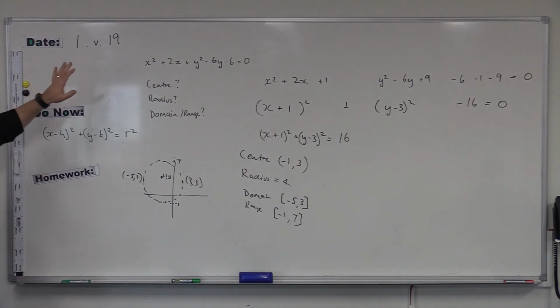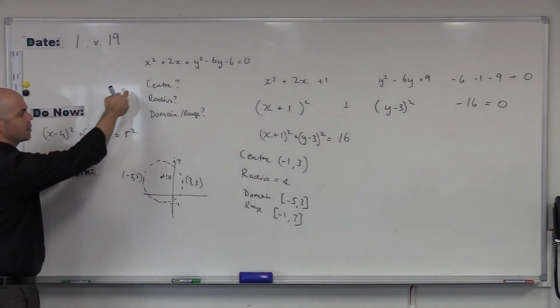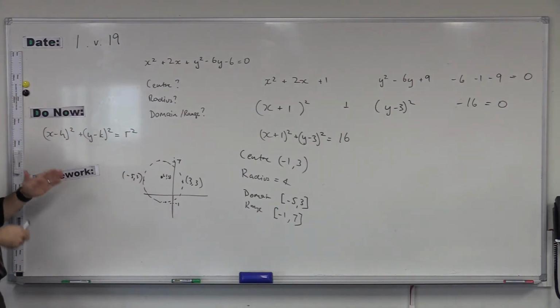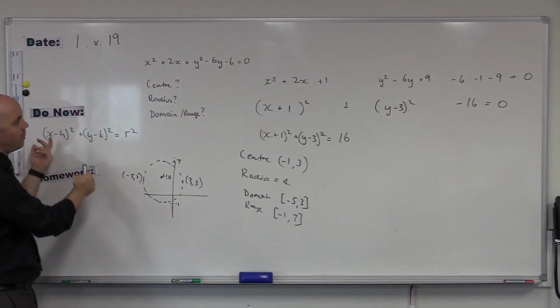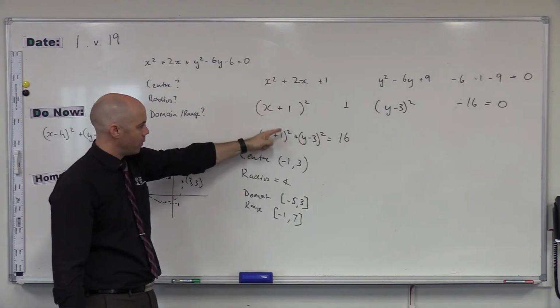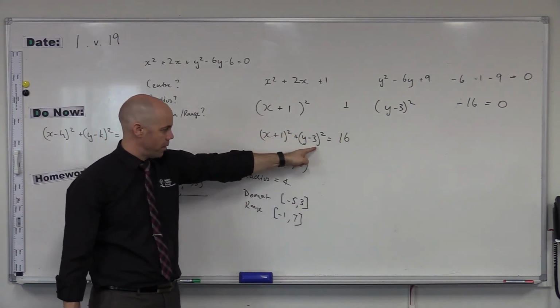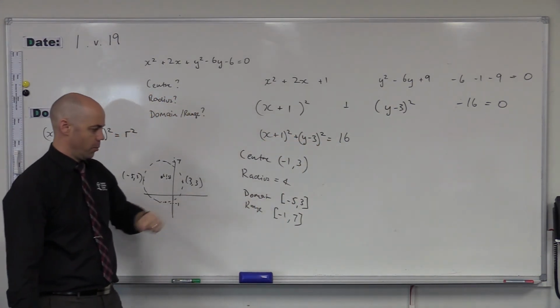So just to recap, we've got our equation here. It wasn't in our normal form, and it asked for centre, radius, domain and range. To do that, we've got to put it into a normal form. How do we do that? We completed the square. And once we've got the completed square, we can see that the centre is (-1, 3), the radius is 4, and we can work out domain and range.